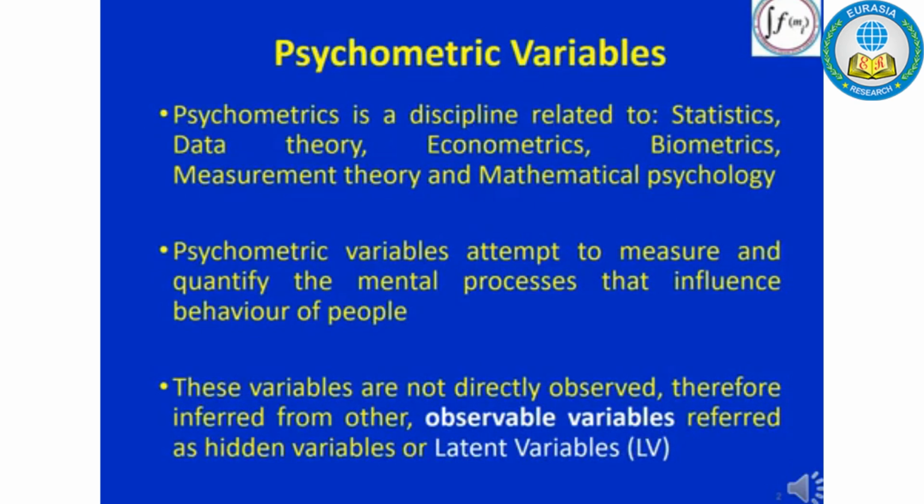Psychometrics is a discipline related to statistics, data theory, econometrics, biometrics, measurement theory, and mathematical psychology. It is not just a single discipline, it is related to many other disciplines. In psychometrics, measuring psychometric variables means we attempt to measure and quantify the mental processes that influence the behavior of people. So these variables are called psychometric variables. They are not directly observed, therefore they are inferred from other observable variables. Such hidden variables are called latent variables.